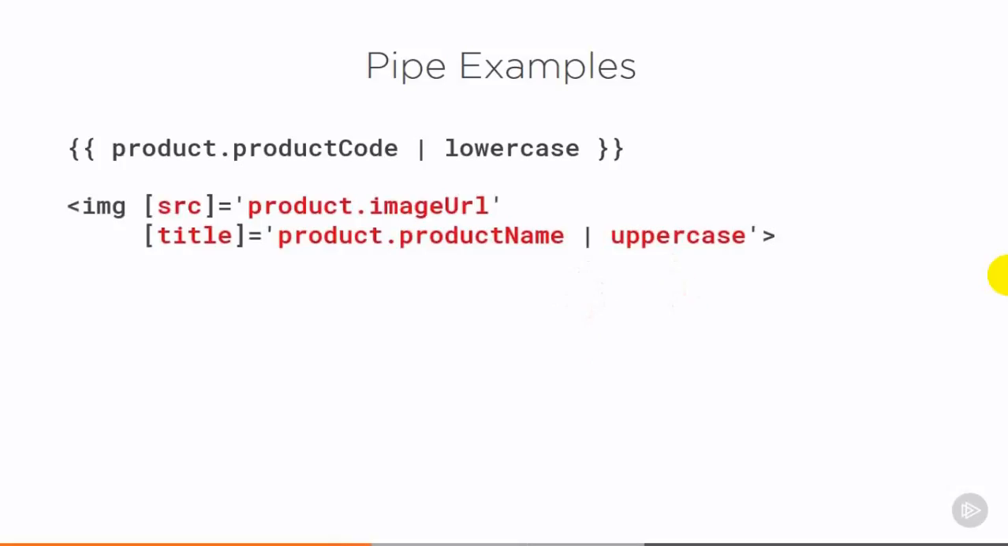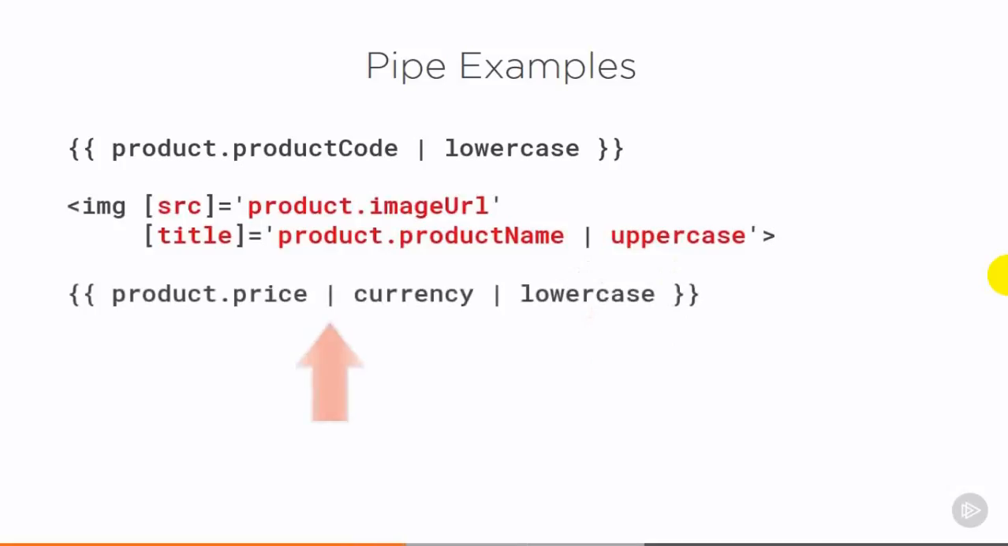In this example, we specified the uppercase pipe, so the image title will appear in all caps. If needed, we can chain pipes. In this example, the price is transformed into a currency. By default, the currency pipe adds the all caps 3-letter abbreviation of the local currency to the amount. If we want to display that abbreviation in lowercase, we can transform it again by simply adding another pipe.